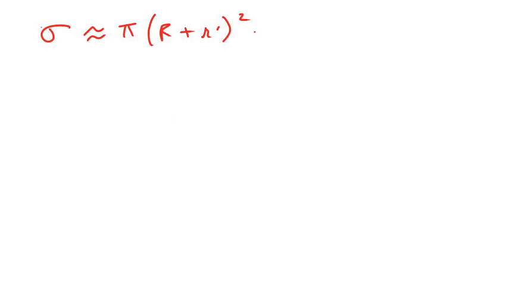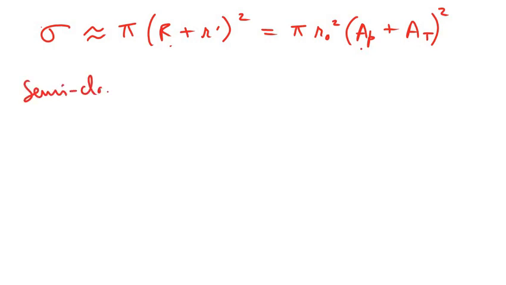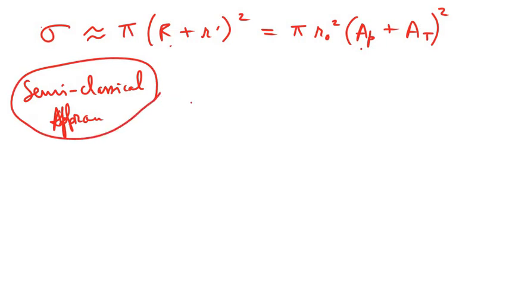Now let me write it completely. So this is equal to pi r0 square into (mass of projectile plus mass of target), where I have used the atomic mass. So basically I have used the relation between radius and the atomic number. Now, if we apply the classical mechanics, we will basically be considering a semi-classical approach. You will see why I will call this semi-classical.